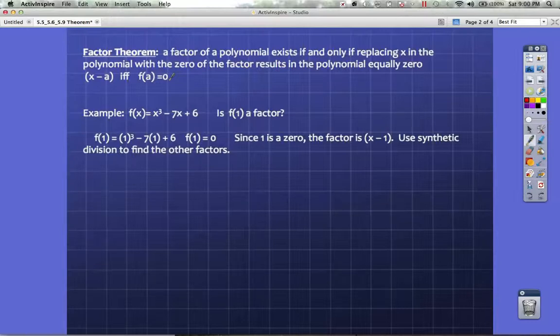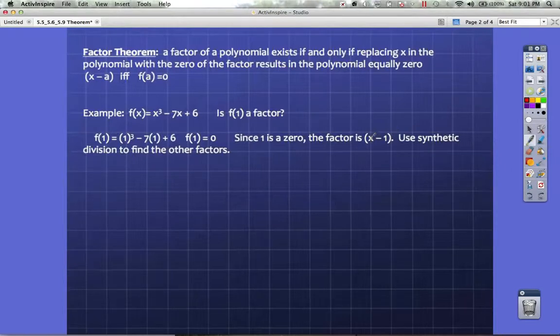All right, so for example, you have f of x is equal to x cubed minus 7x plus 6. We want to know if f of 1 is a factor. So what you're going to do is plug in a 1 for the x's in your polynomial to see if it equals 0. When we do that, that's 1 cubed, which is 1, minus 7 times 1, plus 6. So that's 1 minus 7, which is negative 6, plus 6. That does equal 0. So that means that since 1 is a 0, the factor would be x minus 1.